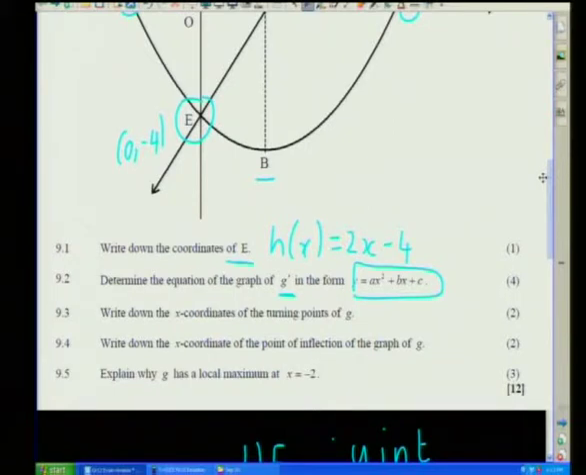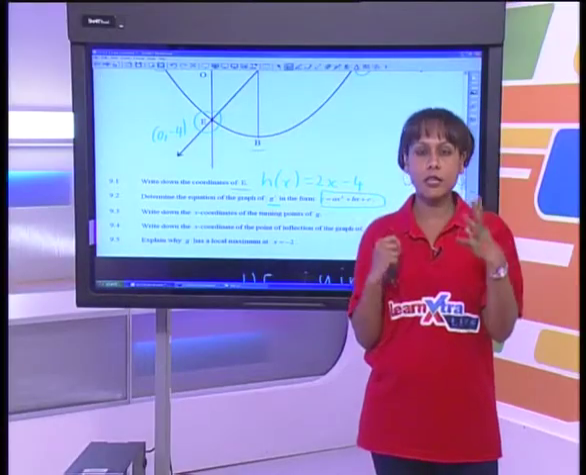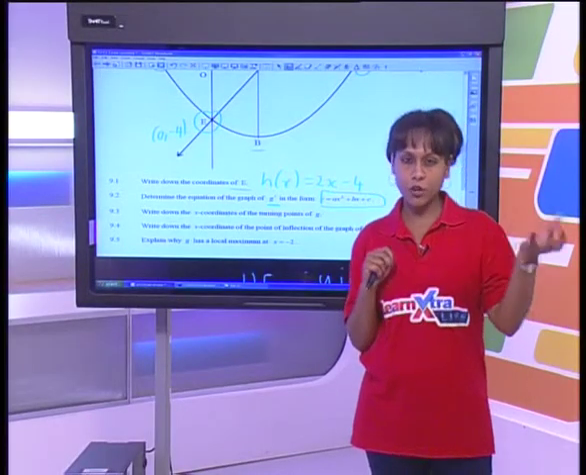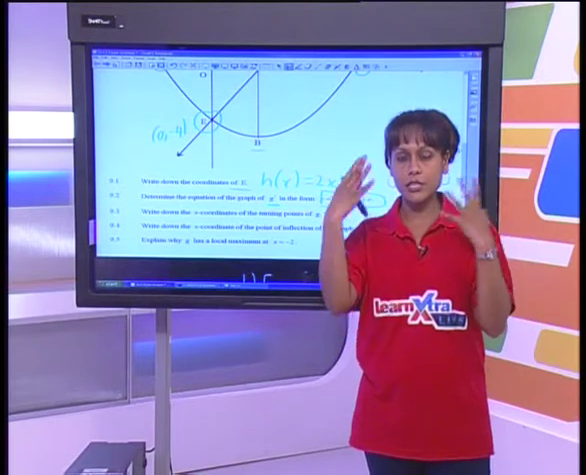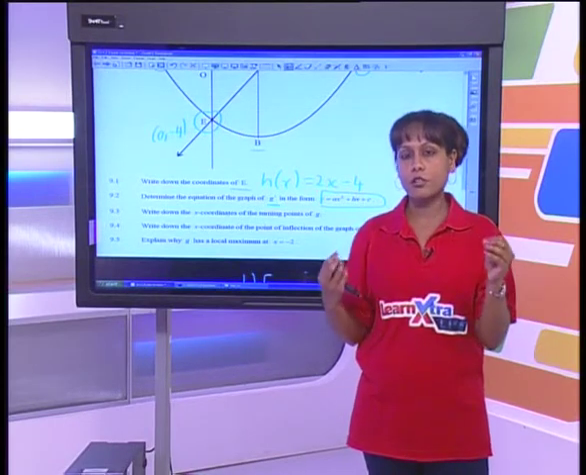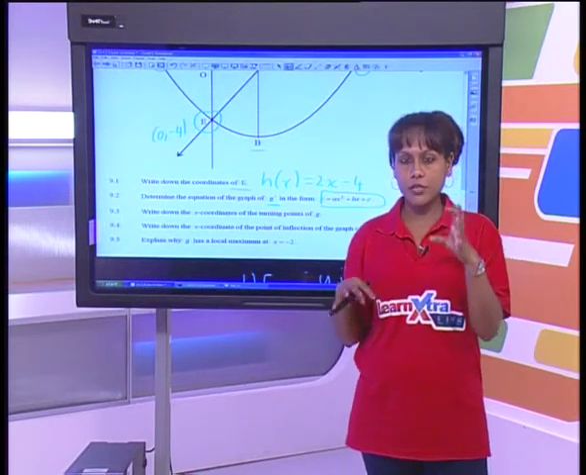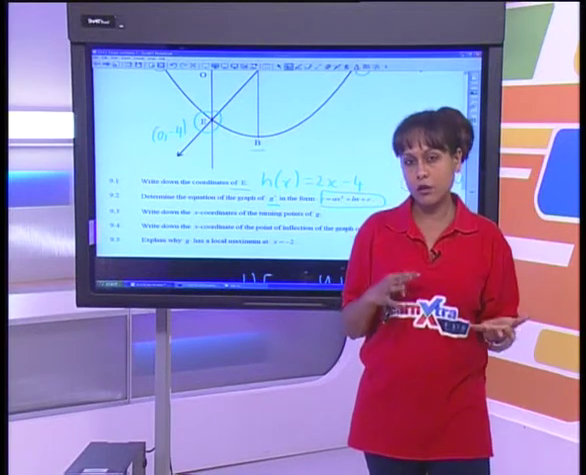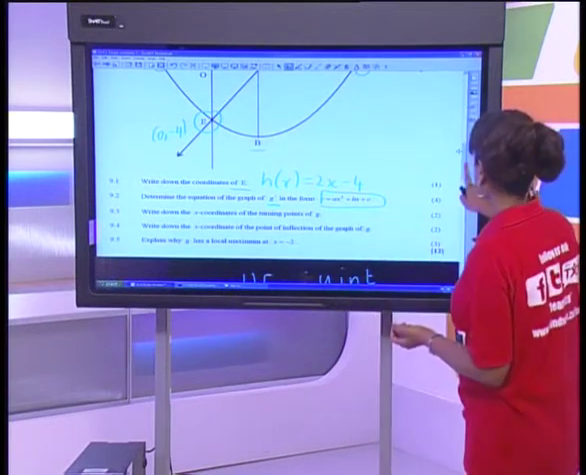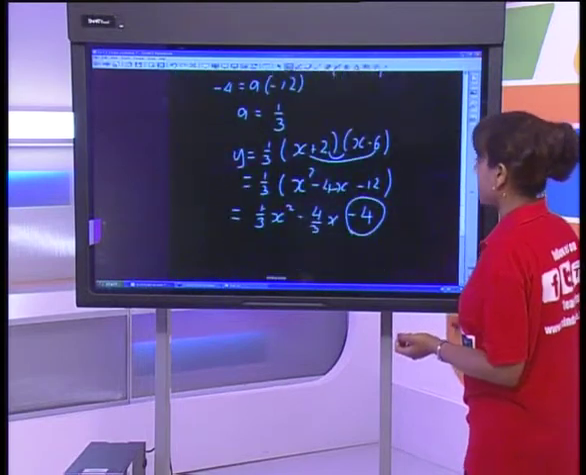All right, okay, so we're going to go into the next one, which is writing down the coordinates of the turning points of G. Now here you've got to be careful, because remember we are dealing with the graph of the derivative. We've got G prime x, G dash x, okay? But now they're asking you for the turning points of the original graph.